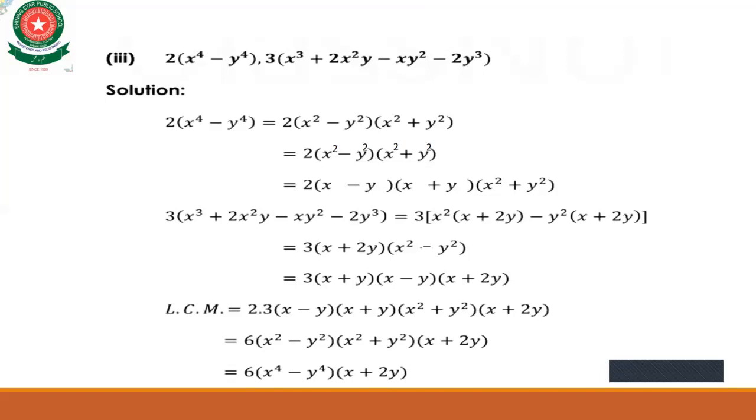Okay, as you know, the definition of LCM is the product of common factors and non-common factors. So here is x plus y into x minus y. That is equal to the formula a square minus b square. You can write x minus y into x plus y as x square minus y square. You can note down here again the formula a square minus b square, a minus b into a plus b. You can write it as x power 4 minus y power 4 and x plus 2y. Okay, 2 threes are 6. That is the LCM of these equations.